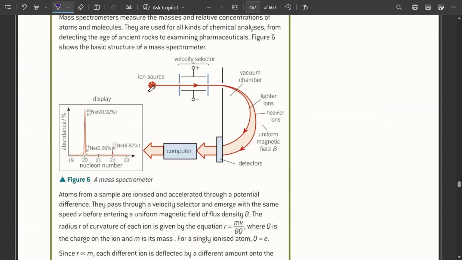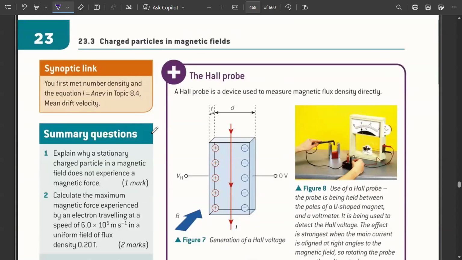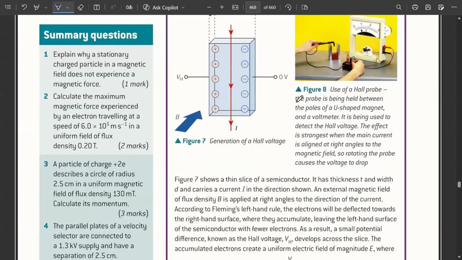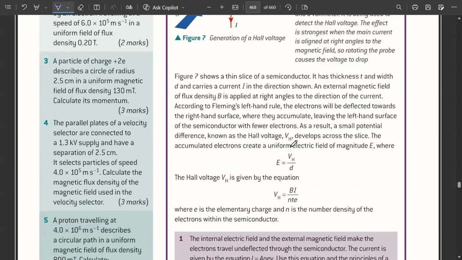There's basically an ion source that produces charged particles. We have a velocity selector that then accelerates those particles through a uniform magnetic field, and then we can see their display produced on a computer as well. A Hall probe is a similar device that is also used to measure the magnetic flux density directly, that you will be doing in the upcoming chapters as well.